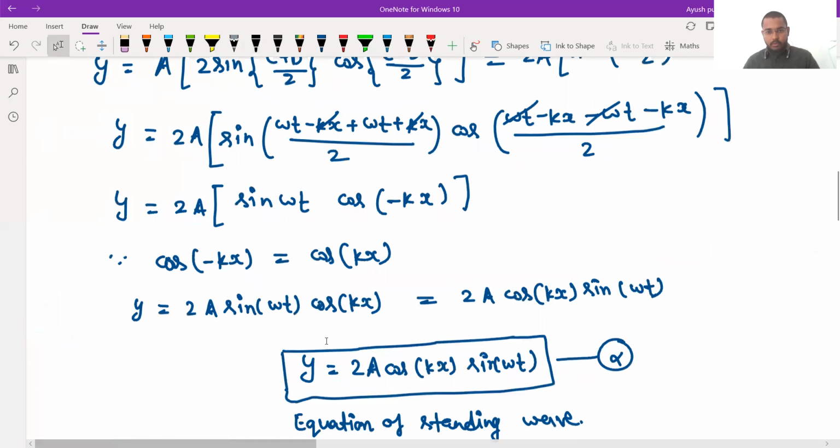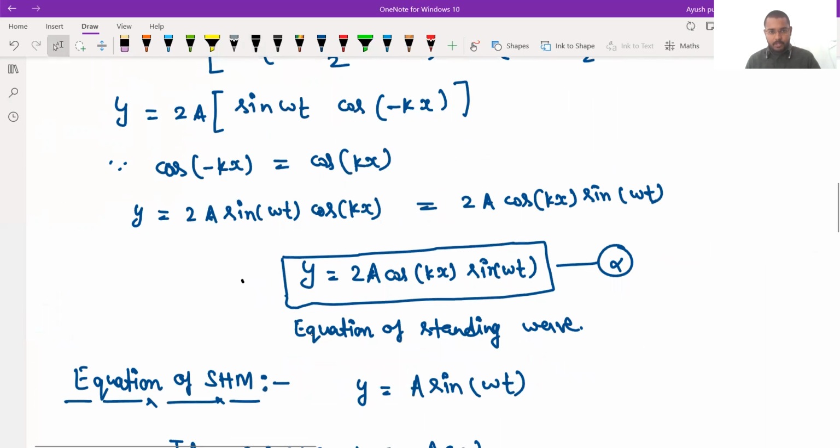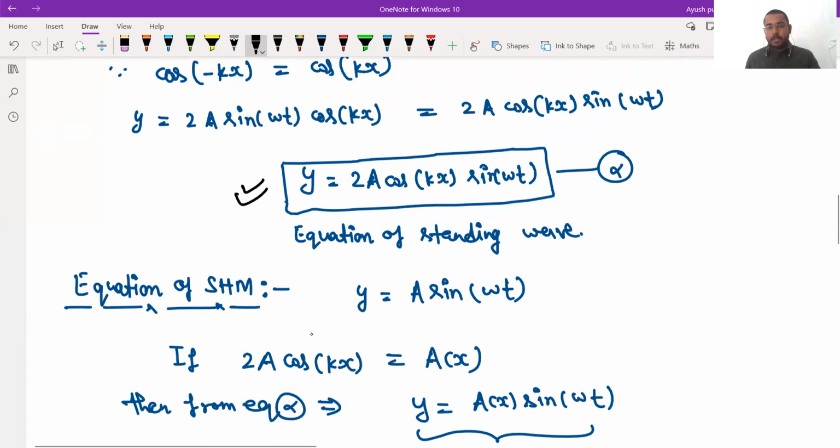So this equation we have got, y equal to 2a cos kx sin omega t, I have called this equation alpha. So this is the equation of standing wave. Got it? Now from the SHM chapter, you have been knowing this equation of SHM, that is y equal to a sin omega t.